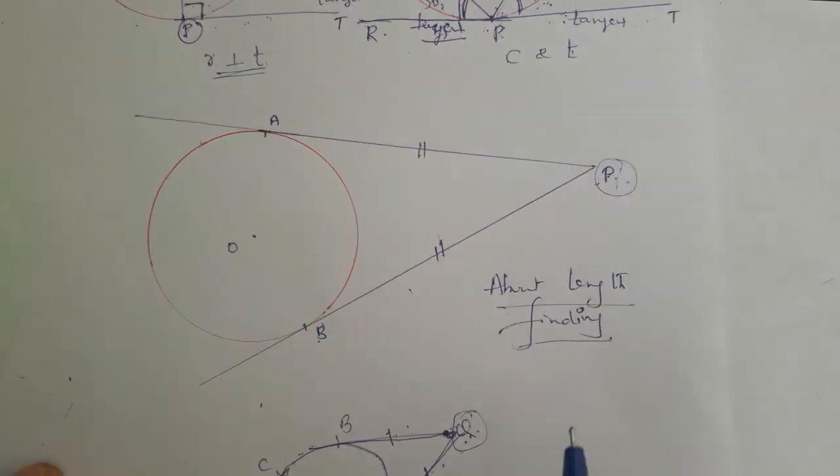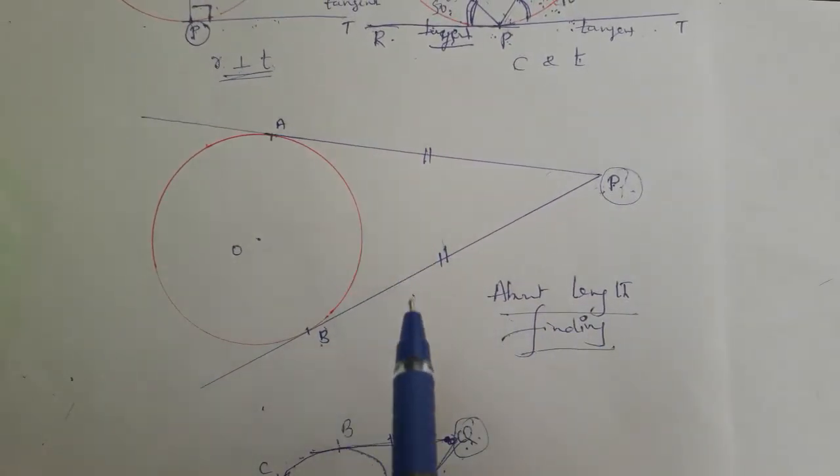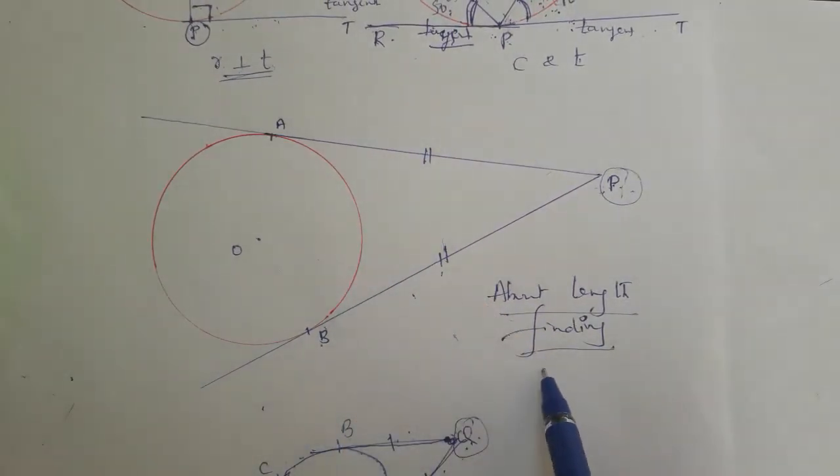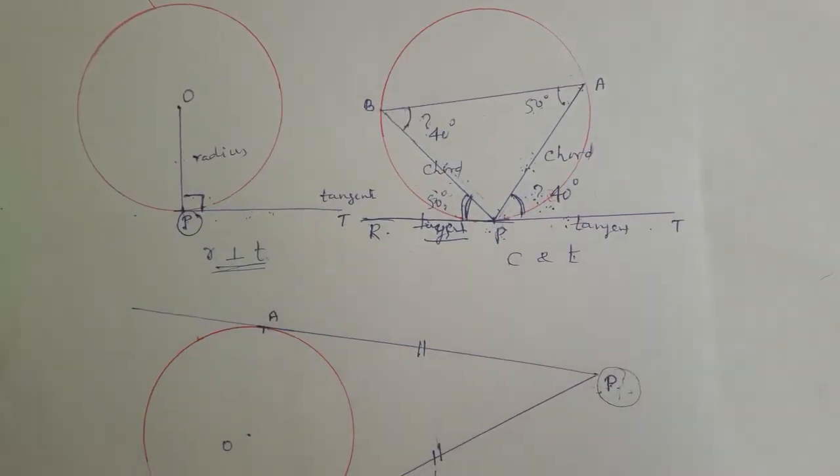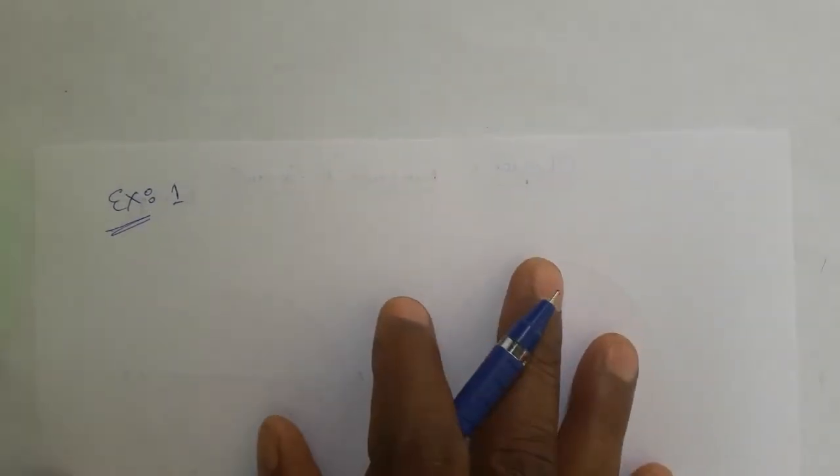So this is mainly about finding length, because this theorem says that lengths are equal. Therefore we use this theorem to find length. These two are used to find angles. Let us go for example 1 of today's class.